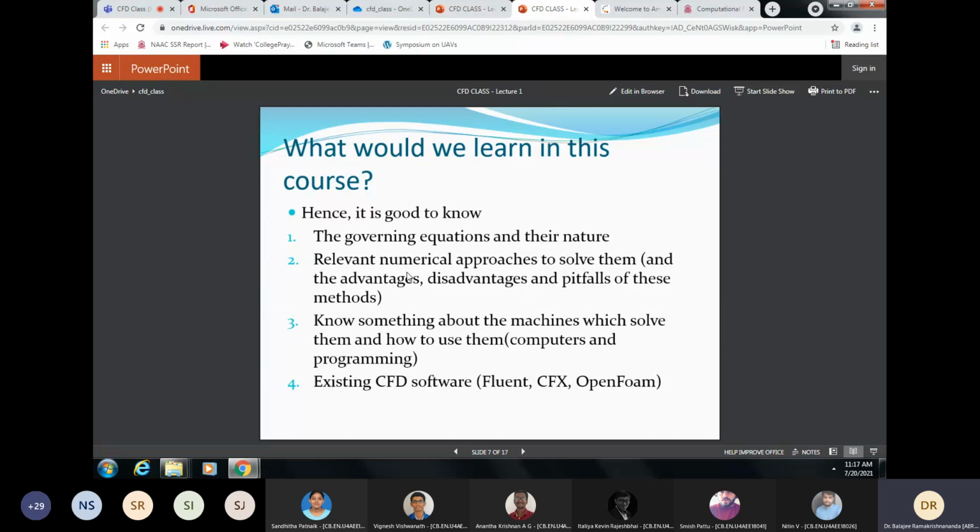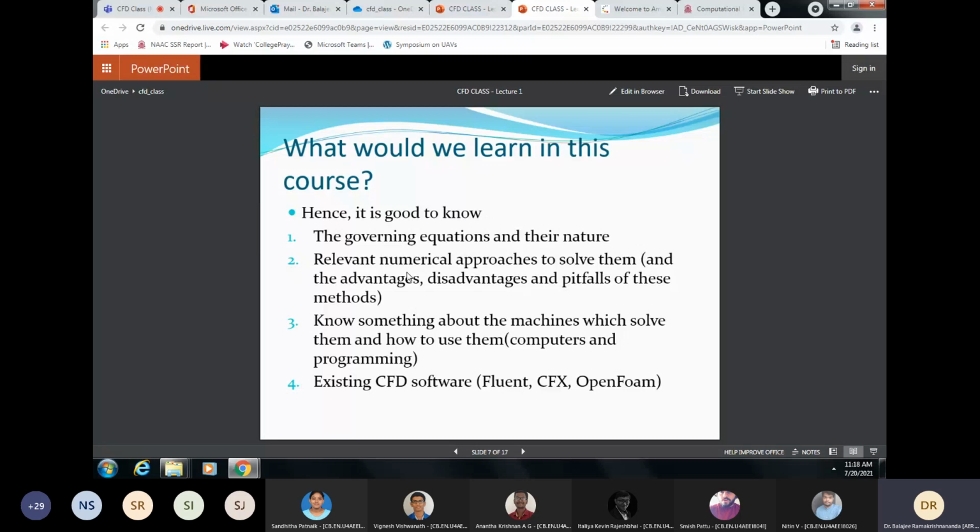So we'll be learning about the governing equations first, and how to arrange them in a form suitable for CFD. Then we'll also learn some numerical approaches to solve them. Each method may have its own advantages, disadvantages, and some notes of caution, pitfalls where we should look out. Then we should know something about the machines which solve them, how to use them. For example, how do computers affect our calculation?